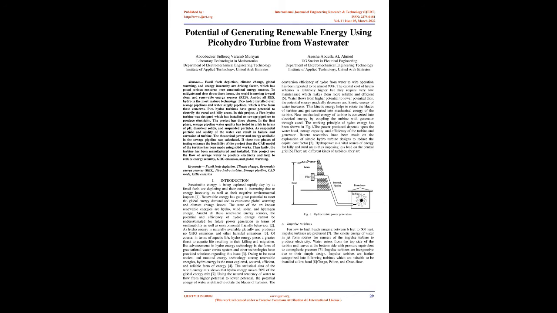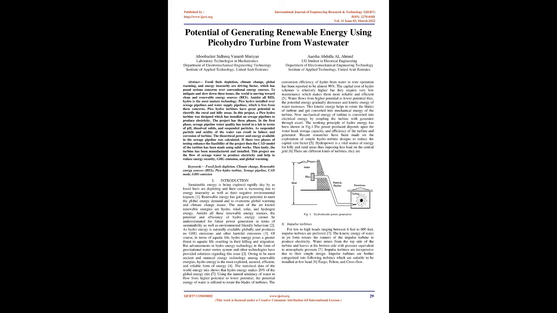The project has 3 phases. In the first phase, sewage pipeline water quality was tested in a lab in terms of pH, dissolved solids, and suspended particles, as suspended particles and acidity of the water can result in failure and corrosion of the turbine. The theoretical power and energy available in the sewage pipeline was calculated.